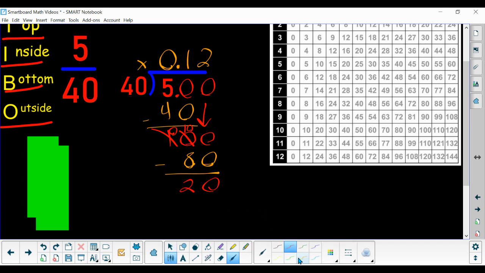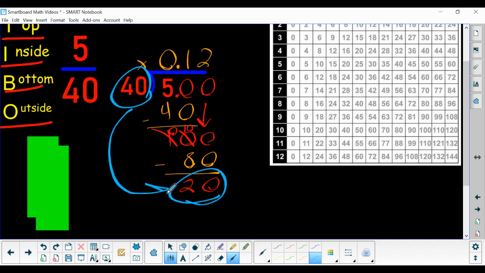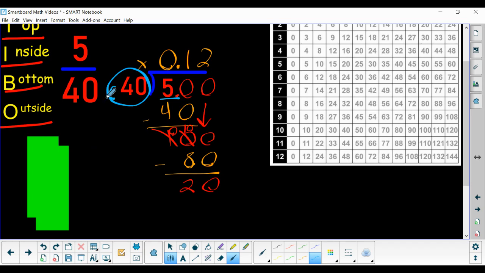So now, again, I have another problem. 20 is too small for 40. But we've seen this before. When we had 5 too small for 40, we solved it by adding another 0. We're going to do the same thing again. We're going to add another 0, but remember, you don't have to add another decimal. 1's enough. So I'm going to add 1 more 0. Hopefully this is the last one I need. I'm going to drop it. And now this becomes 200.